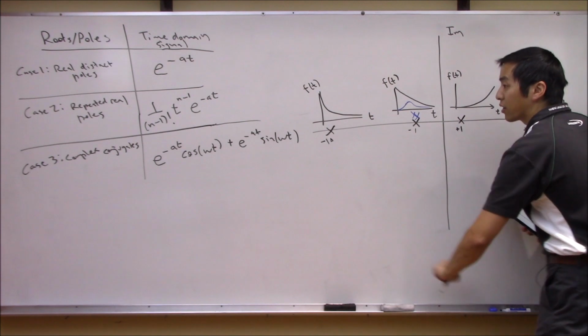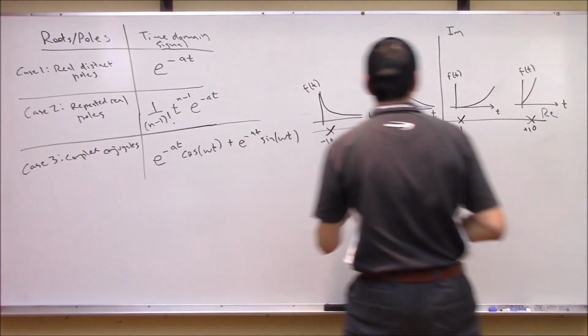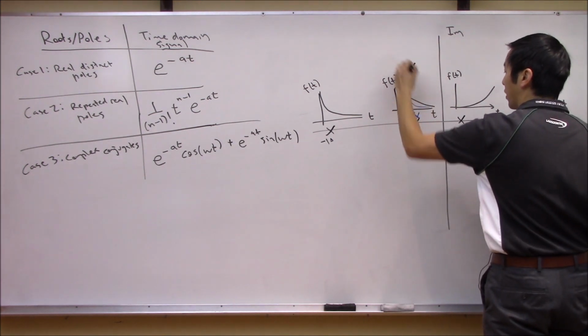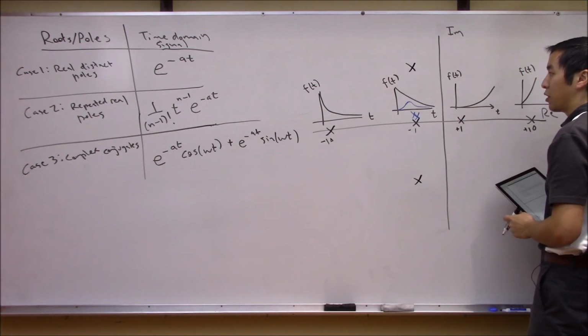Okay, now let's come here to case 3. Case 3 here is if you had complex conjugate poles. So now let's come off the axis here. So let's make a complex conjugate pair like out here or out here, right? What is the signal that's associated with this pair?